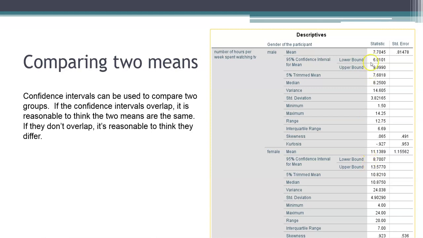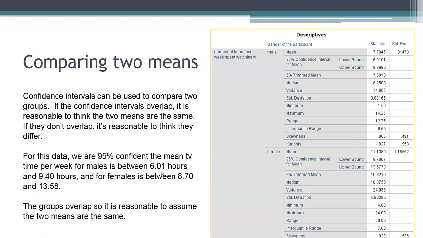But is it reasonable, based on looking at this, to guess that those are different? Well, the answer is no, because if you look at these on a number line, they overlap. So 6 to 9 hours has values in common with 8 to 13 hours. So it's reasonable to think that they might be the same.